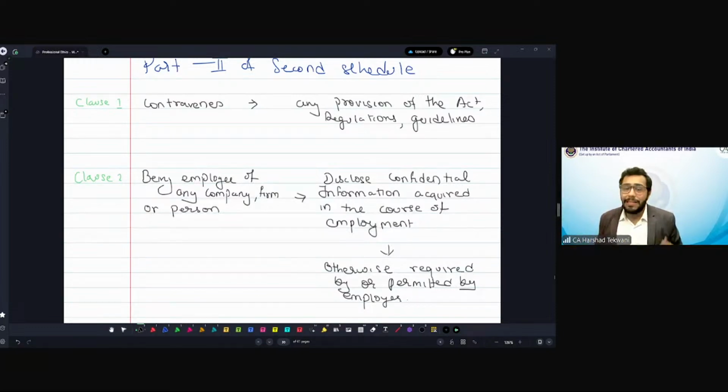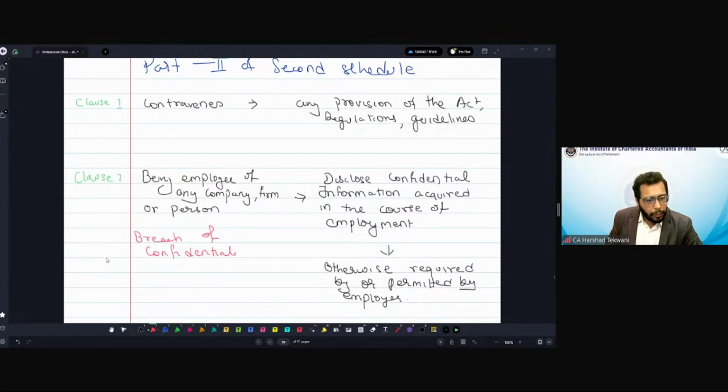But the point here is, if I disclose any information acquired in the course of my employment, that is very important. If I disclose any information that I have acquired in the course of my employment, except where required by law or permitted by the employer, I will be held guilty of professional misconduct. Straightforward, it is a breach of confidentiality. If I breach the confidentiality, I will be held guilty of professional misconduct.